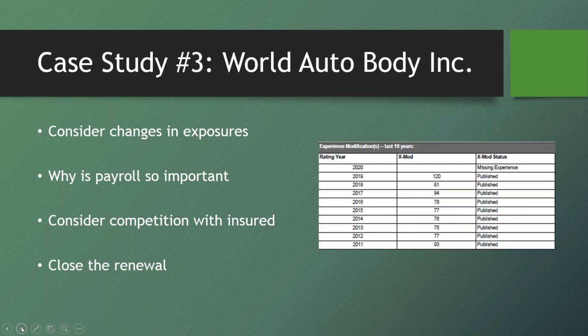And then lastly, you always want to consider competition. Someone will always be hunting your policy, so it's really important to get your insured to understand that we are looking for other markets also to find the most competitive carrier for them. The goal is we will present a couple of proposals to you, and in regards to World Auto Body Inc., we actually marketed this account around to all our carriers.